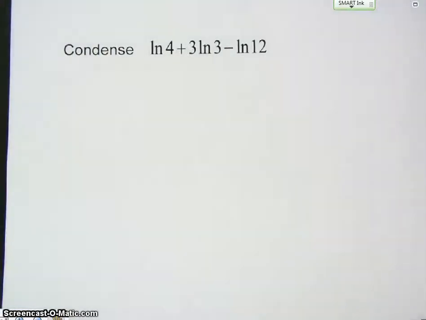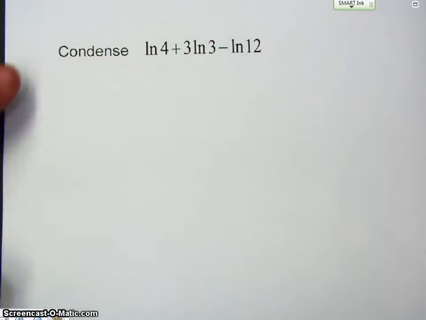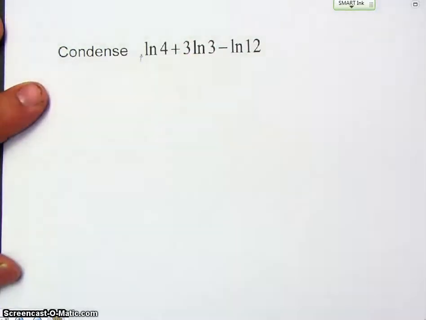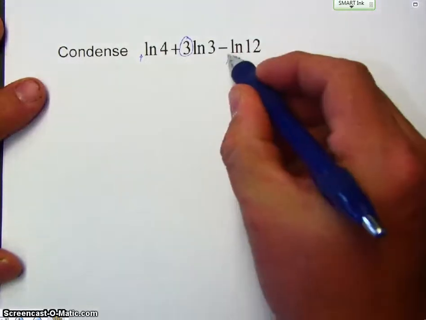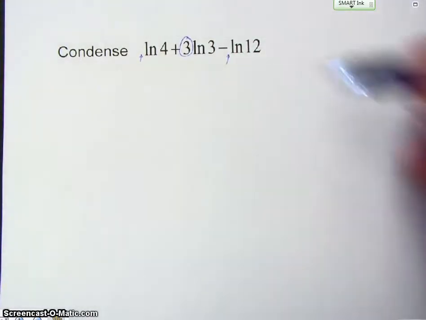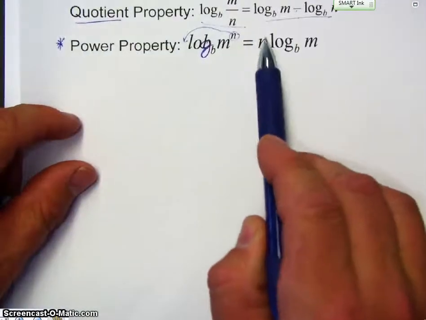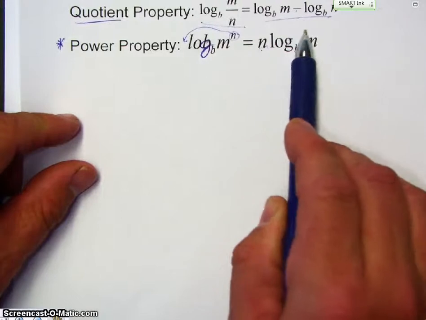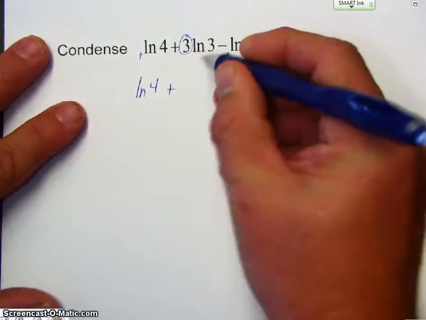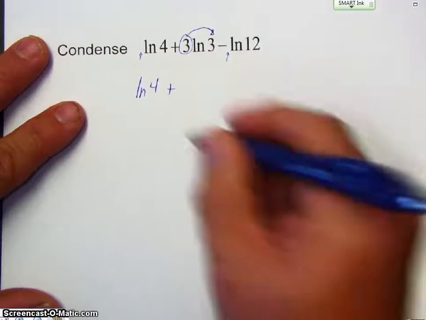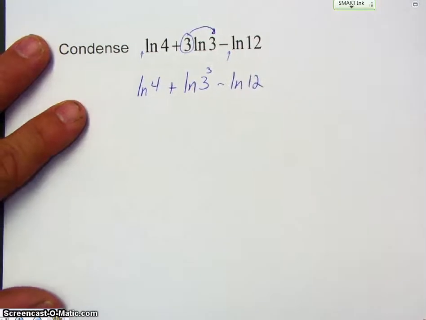Okay? So the first thing you have to do is you got to get all coefficients to be 1. So the coefficient here is 1. Here we have a 3, so we can't have that there. And the coefficient here is 1 as well. Alright? So we got to get rid of this coefficient. Well, to get rid of a coefficient, remember, if you have a coefficient, it moves back to the exponent. So we have natural log 4 plus this right here now becomes the exponent there. So we've got natural log of 3 cubed minus natural log of 12.